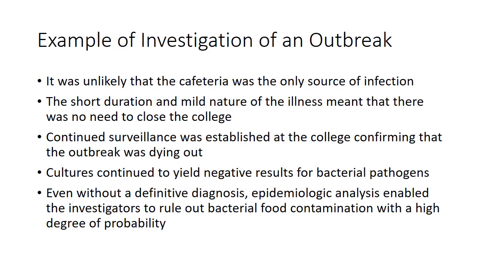So it was unlikely that the cafeteria was the only source of infection because a lot of those commuter students who were bringing food in were still getting ill as well. But looking at the short duration and the mild nature of the disease, there was no need to close the entire college. They did some continued surveillance afterwards and found that the outbreak was certainly dying out, and the cultures continued to show negative results. So even without a truly definitive diagnosis, they can say, hey, it was probably norovirus. It definitely wasn't any of the more serious things. And by doing the follow-up surveillance, they make sure nothing else was going on, or that there's no resurgence of illness or anything like that.